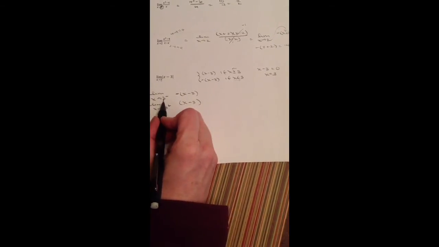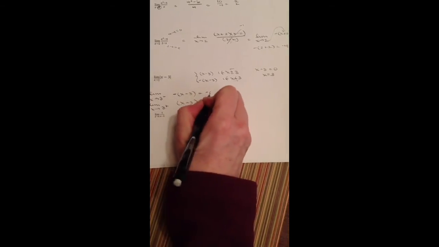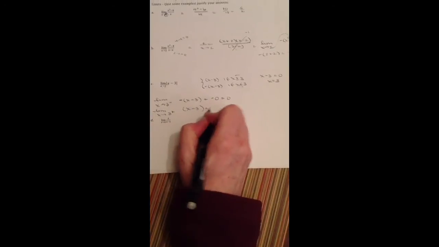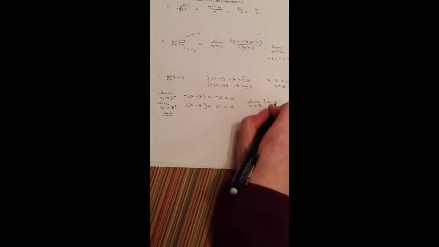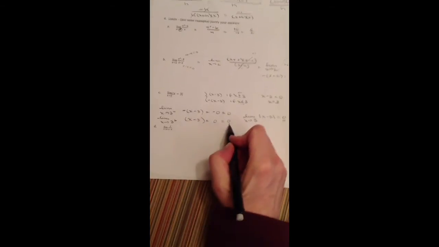If I plug what I'm approaching into my function now, I get -0, which is 0. And here I get +0, which is also 0. So when these two match, I say the limit as I approach 3 on this function I was talking about is 0, because these matched. If they didn't match, I would say the limit does not exist.